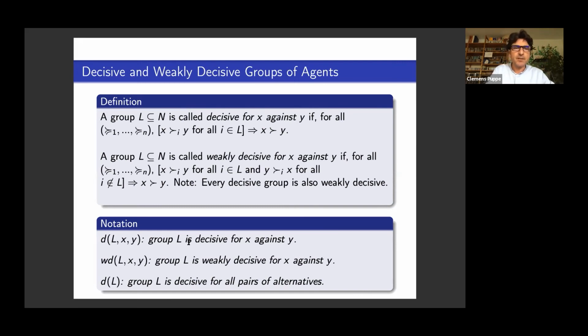Okay, good. Just for notation, I have a clever notation here. D of L X Y means group L is decisive for X against Y. WD means it's weakly decisive. And D of L, without any further alternatives, means the group is decisive for all pairs of alternatives.